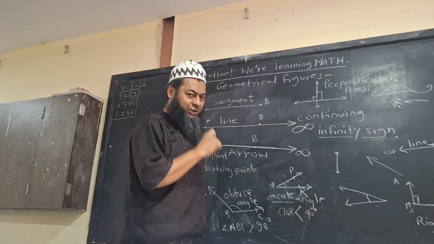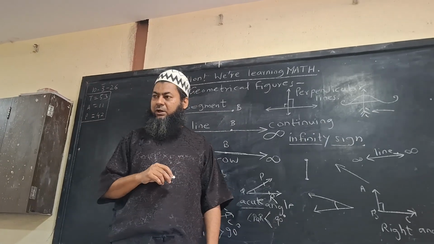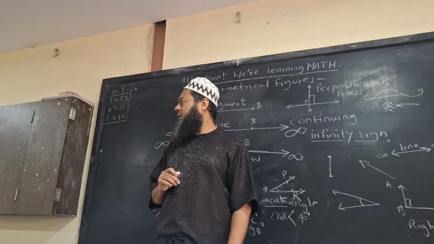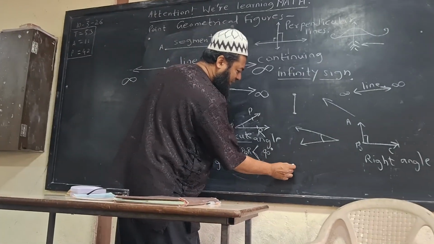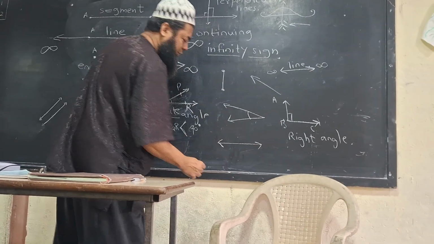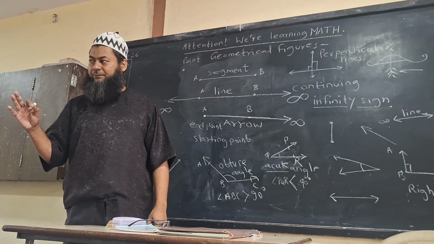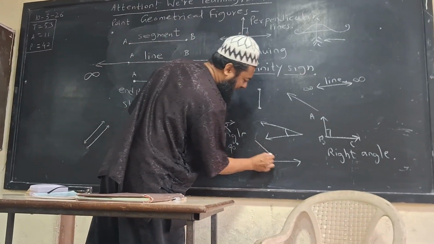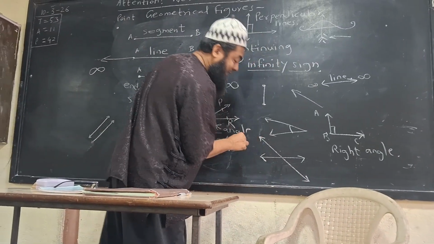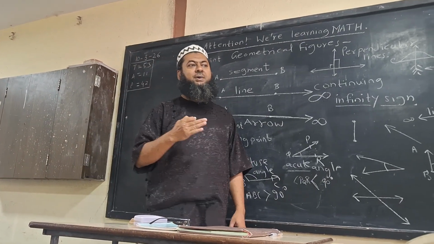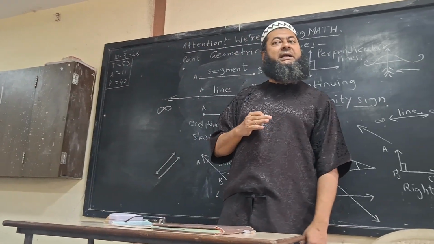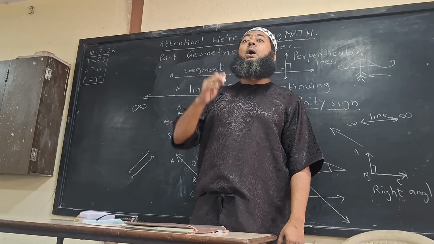Okay, one more general knowledge question. Let's see if you know the answer. This is one line. Do you all agree? This is another line, and both the lines are cutting each other. What is mathematically cutting called? Intersecting lines. Oh, very good.